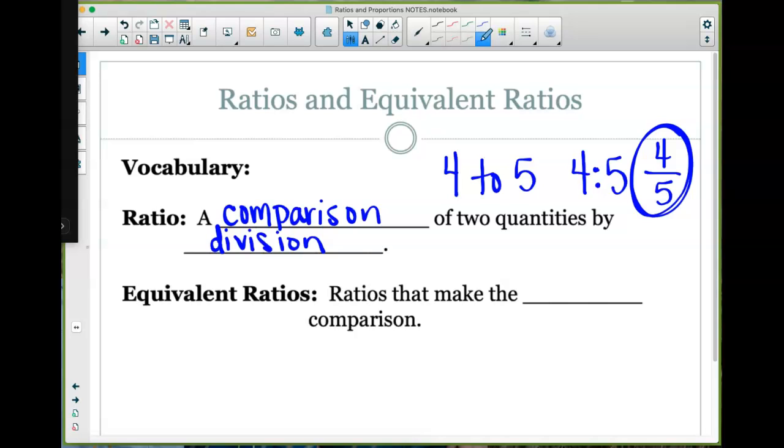Okay, the second part of this is equivalent ratios. So ratios that make the same comparison. Although they may look a little bit different, they are still the same comparison. So I'll give you a second to write that in your notes. Equivalent ratios are ratios that make the same comparison.